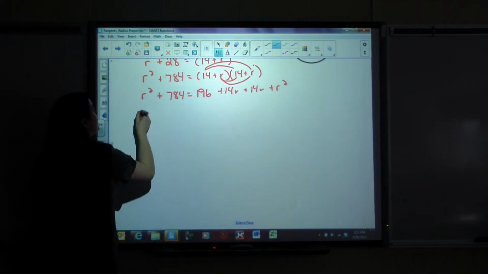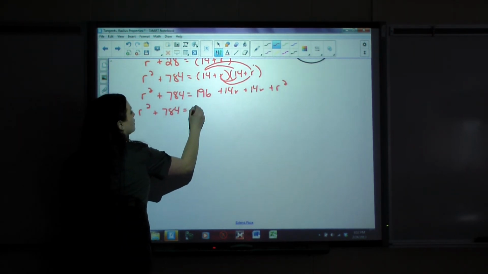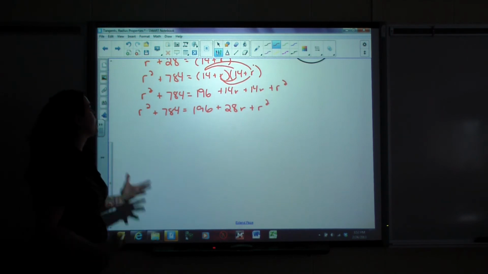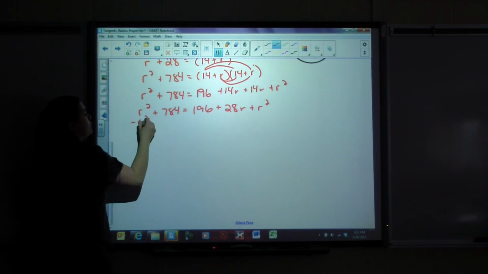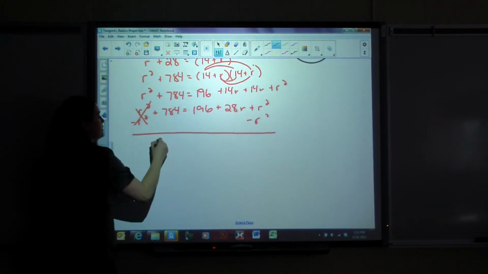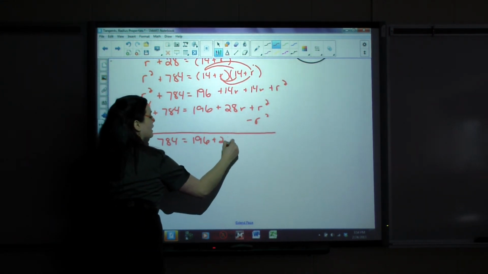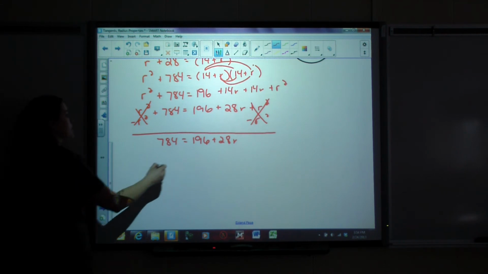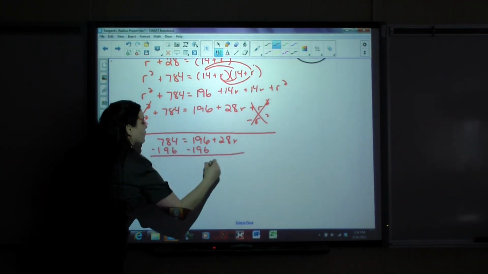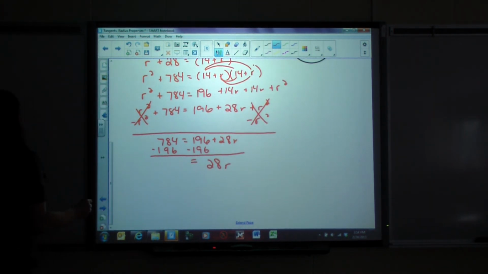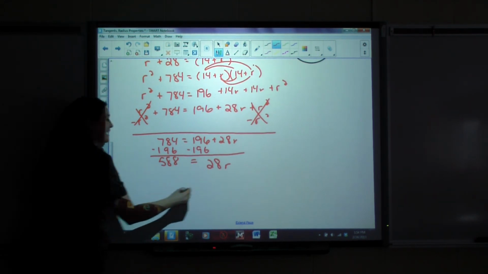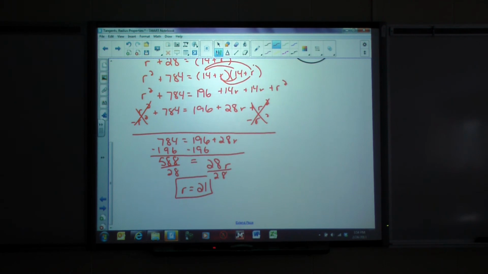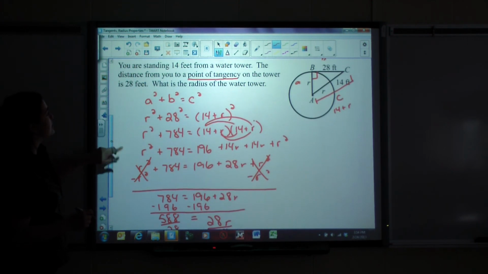So if we simplify now, I'm going to have r squared plus 784 equals 196 plus 28r plus r squared. We have a whole lot of numbers here. So what we should do is try to get all of our r's on the same side. So I'm going to move this one to the other side. Now we're going to be left with 784 equals 196 plus 28r, because the r squared and r squared cancel. Now if we subtract our 196, we're left with 28r equals 588. Now if we divide by 28, we find out that r equals 21. So the radius of the circle is 21, or really 21 feet.